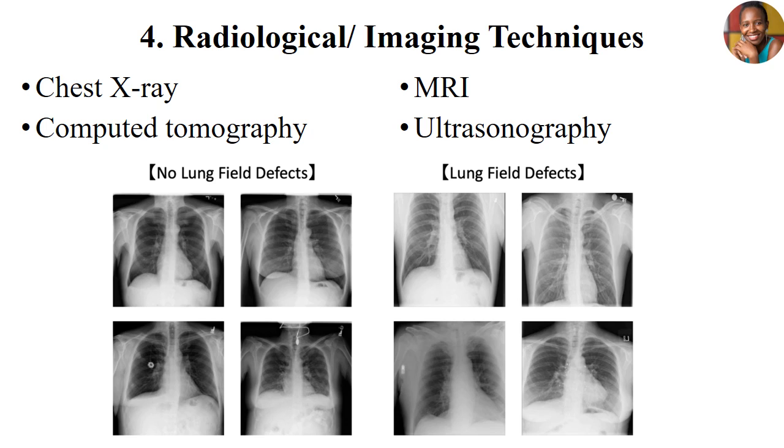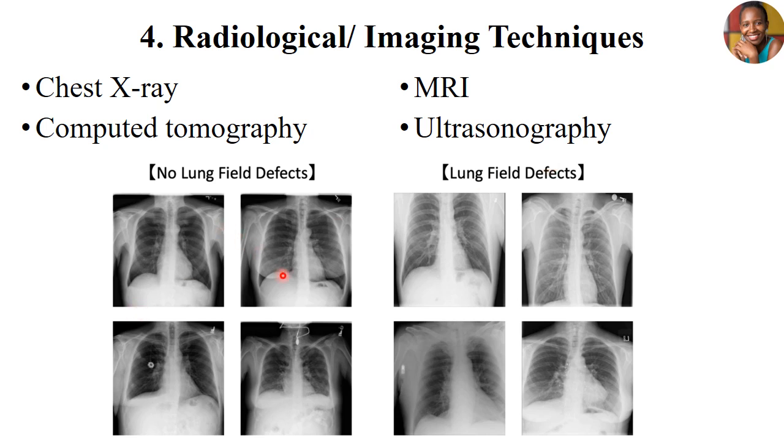Then we have our fourth way of measuring, which is the radiological or imaging techniques. We have chest X-rays, computed tomography, MRIs, and ultrasonography or ultrasounds. These are other methods that are used, but some are more commonly used, and those are the ones you're going to focus on: the chest X-ray, the CT scan, and the MRI. We will not discuss ultrasounds further.